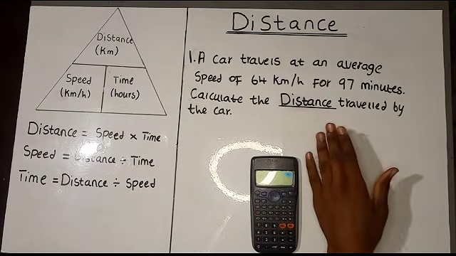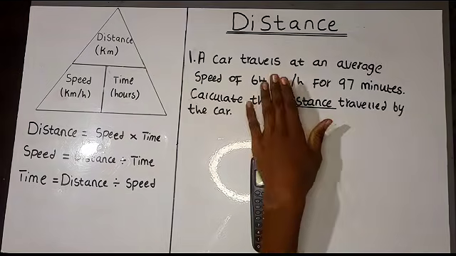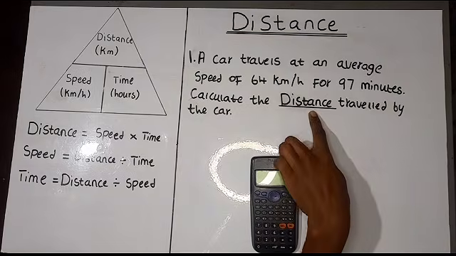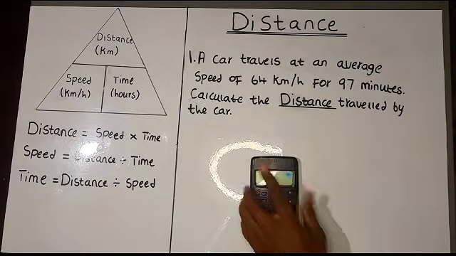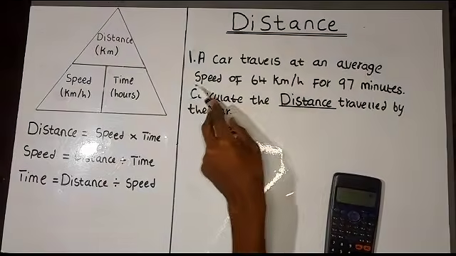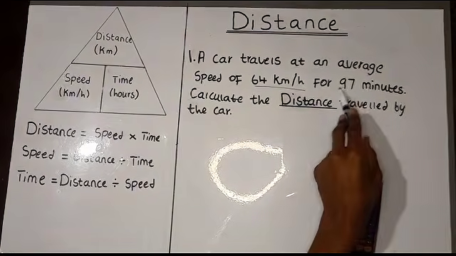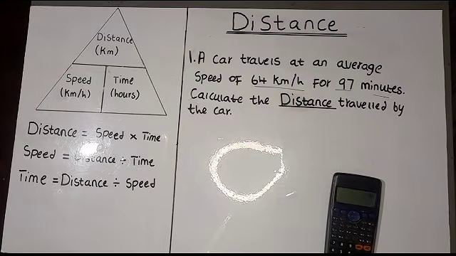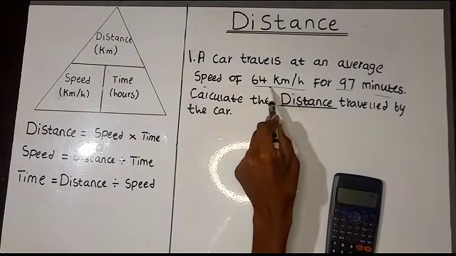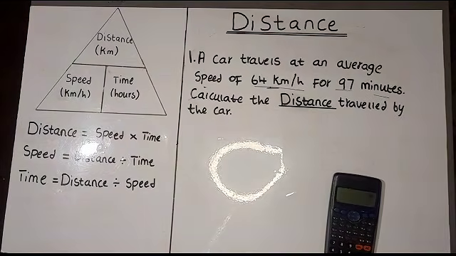We have an example here of a question that says that a car travels at an average speed of 64 kilometers per hour for 97 minutes. Calculate the distance traveled by the car. So if you look, we are now calculating the what? The distance, right? So if you look at the information that we've been given, we have the average speed, which is 64 kilometers per hour, and we also have the time of 97 minutes.